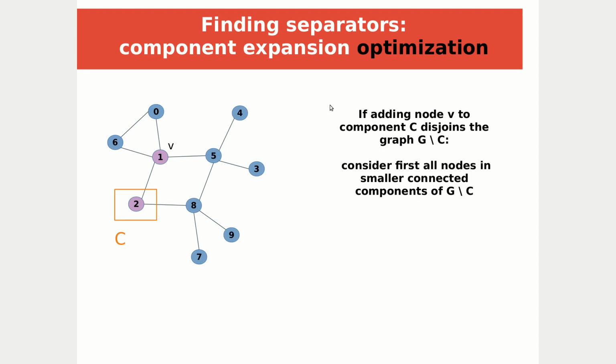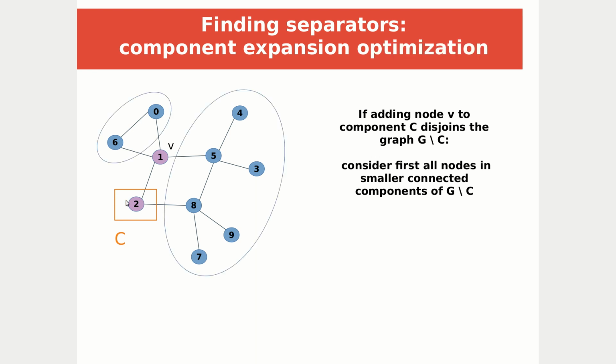Now we would like to optimize the order, as the order we created has a big flaw. When we added node 1 here, we see that it disjoined our graph. Nodes 0 and 6 were in different connected components than the rest of nodes. But nodes 0, 6, 5, and 8 all have only one node in the expanded set, and we added node 8. Instead, whenever we disjoin the graph by adding some node, we would like to process all nodes from smaller connected components before any other node from larger connected components.